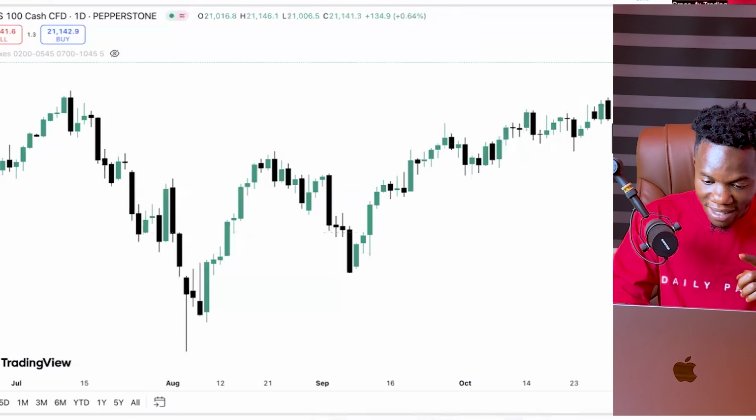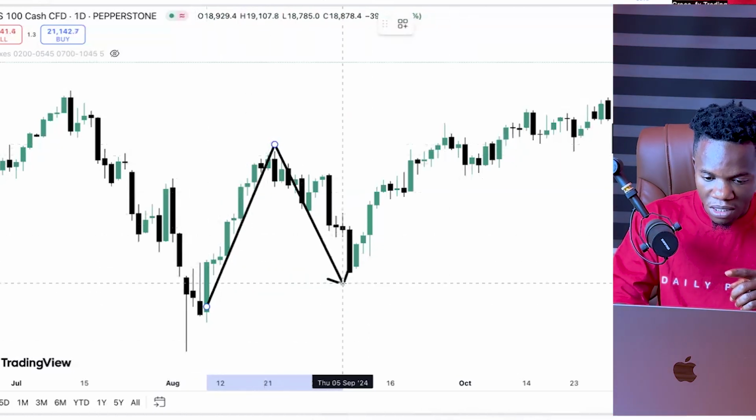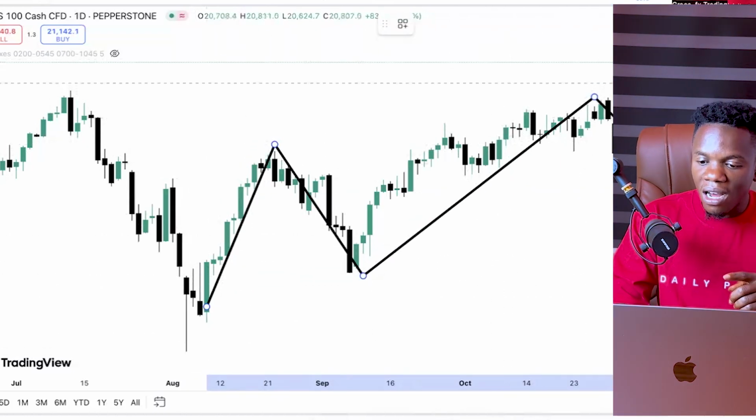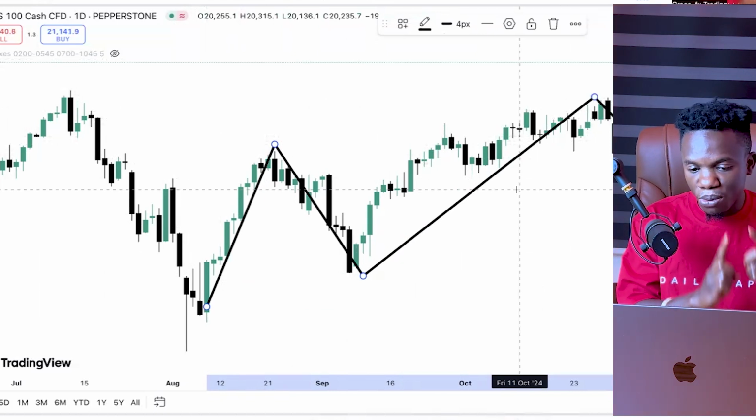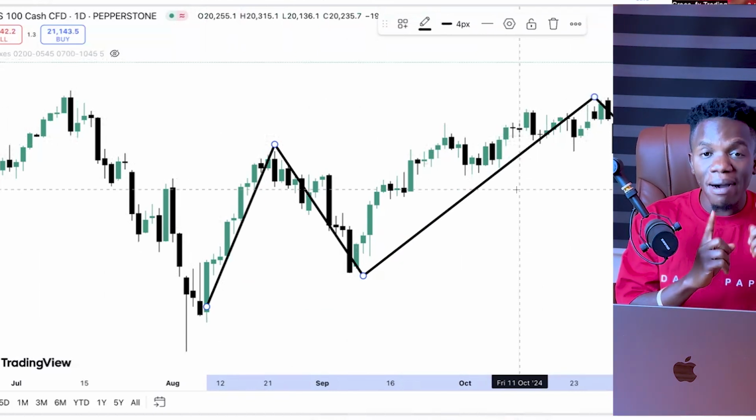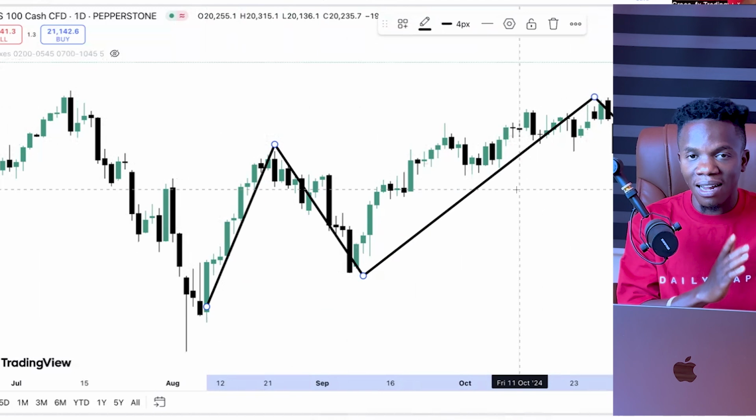You can easily draw it like this. The institutional order flow is bullish. All right, very, very simple. Now, since the institutional order flow is bullish, we will pay attention to only the buy side of the market, only the bullish direction of the market.